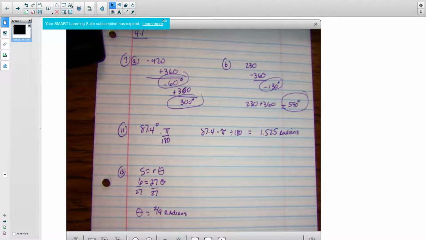Is that the answer I gave you? What'd I do? 2 pi over 9. That's what I wrote for the answer, 2 pi over 9. No, it says 2/9 radians. Okay. You're right.